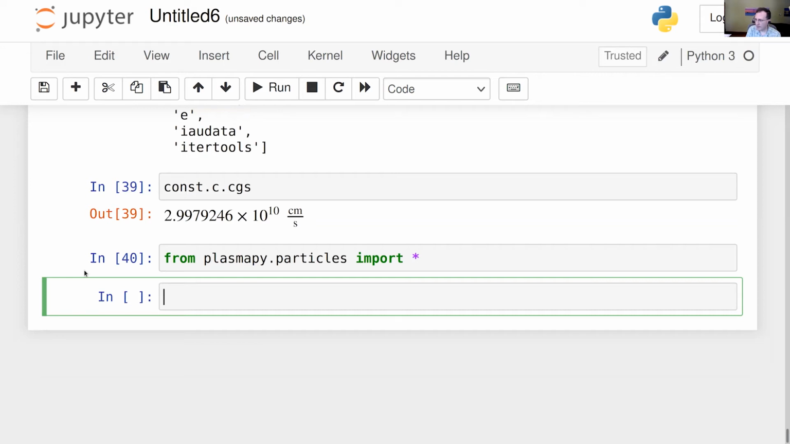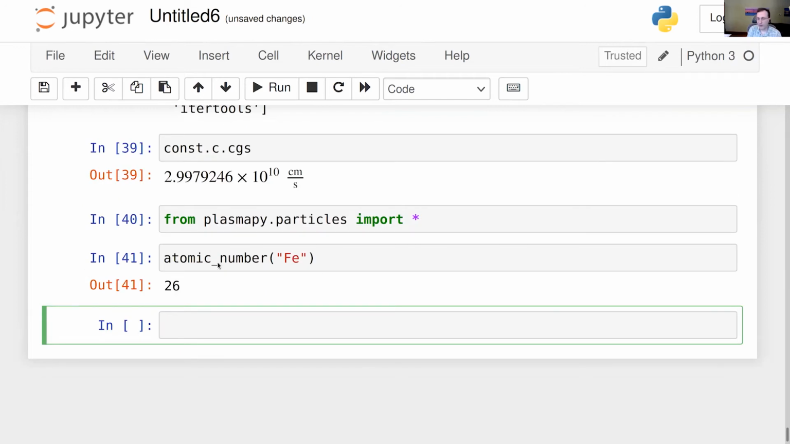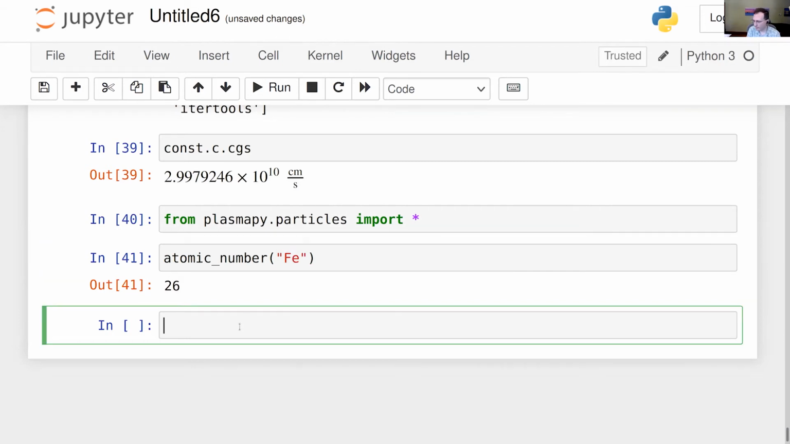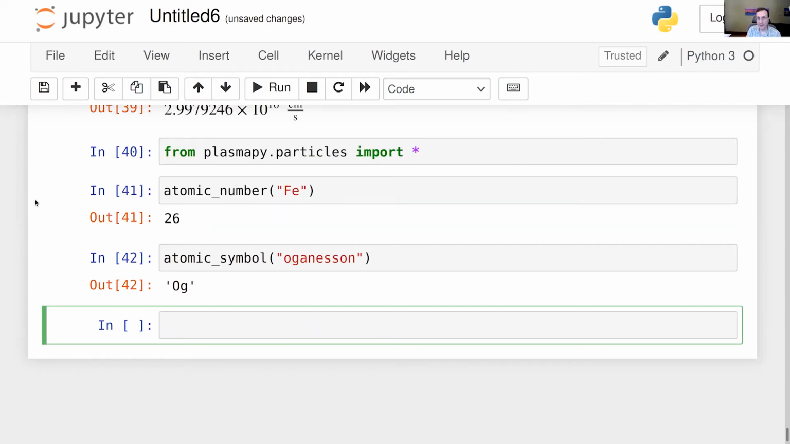And within plasmapy.particles, there are a few functions that can help us get information about particles. So things like atomic number of, in quotes, Fe, and shift enter, and we get 26. So the input is a representation of a particle. We can also get the atomic symbol of, say, Oganesson, and shift enter, and we get Og. So this is the heaviest known element, atomic number of 118.